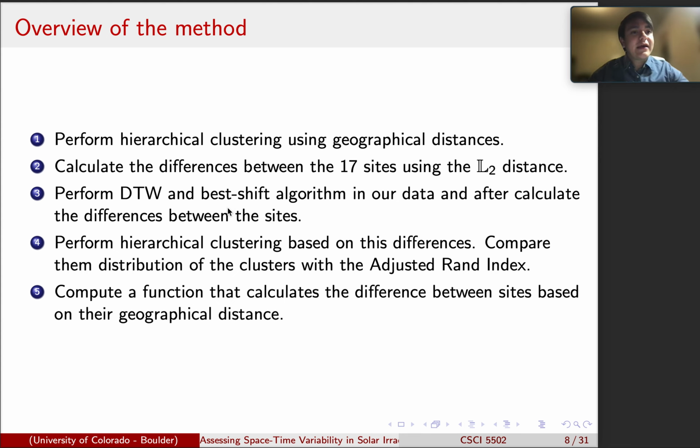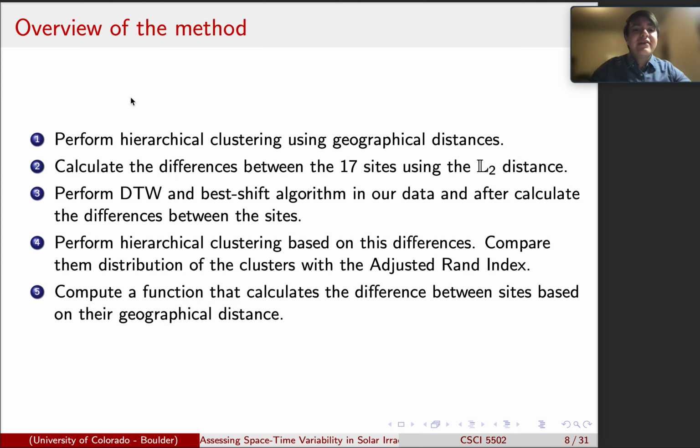This is the idea of what we're going to do. We're going to perform hierarchical clustering using just the geographical distances between the sites. That is, we're going to cluster sites that are geographically close to one another, because what we would expect is that if two sites are geographically close, their measurements of GHI should also be the same. The only thing that should affect them a lot is external factors, such as, as we said, cloud coverage.